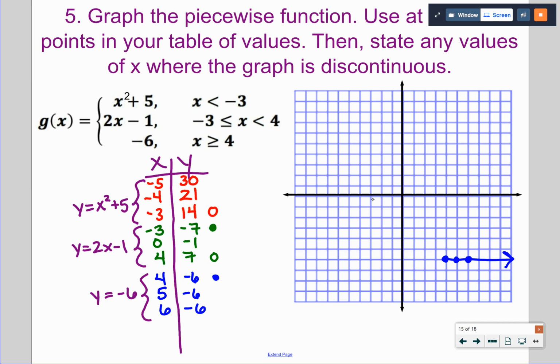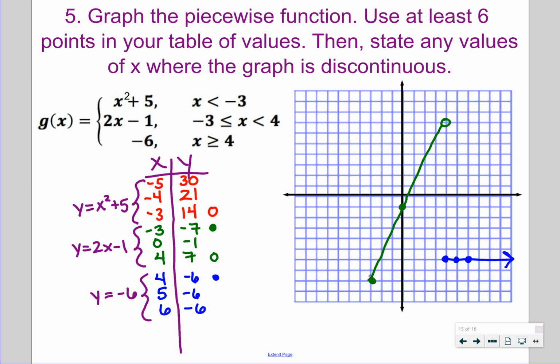So negative 3, negative 7 is a solid dot. 0, negative 1 is solid, and then 4, 7 is an open circle. And that piece is contained between negative 3 and 4. So I'm just going to connect my dots, and they do not go any further than those values. That's why it's helpful to use those endpoints, because I know where it starts and when it stops. And I know it's going to be a line because it's in that y equals mx plus b form.